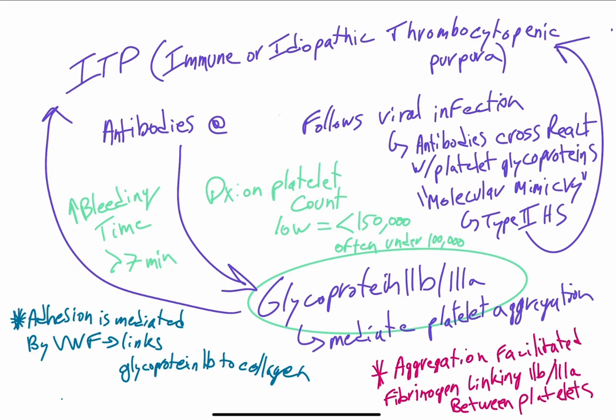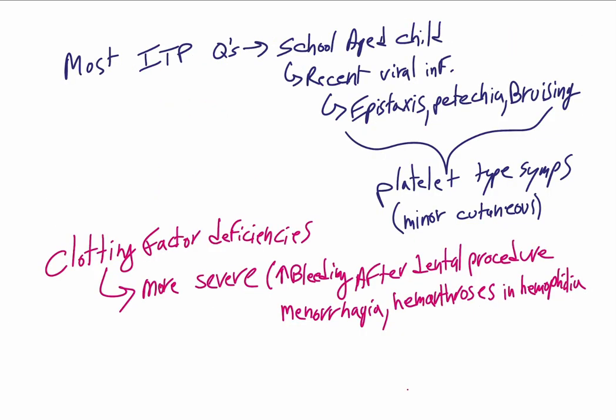Bleeding time will also be increased. This is above 7 minutes. Please know, normal is 2 to 7 minutes. If you're forced to choose between platelet count and bleeding time as the diagnostic test to discern this, you choose platelet count. Now, most ITP questions will involve school-aged children, someone who recently had a viral infection and now is showing epistaxis, petechia, or bruising. These are platelet-type bleeding problems. They're usually minor or cutaneous.